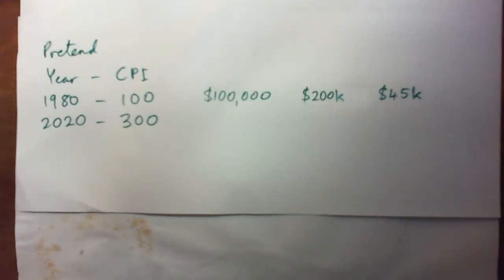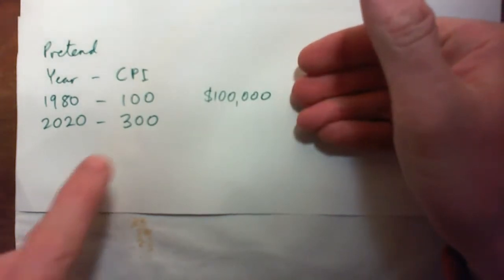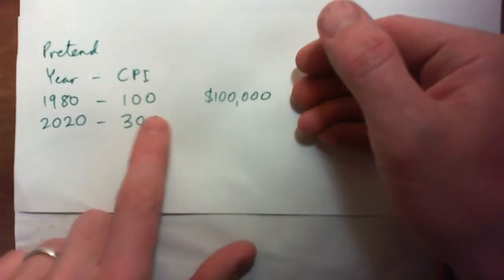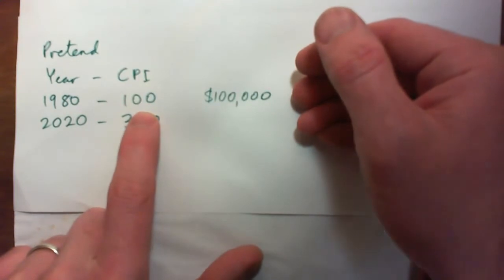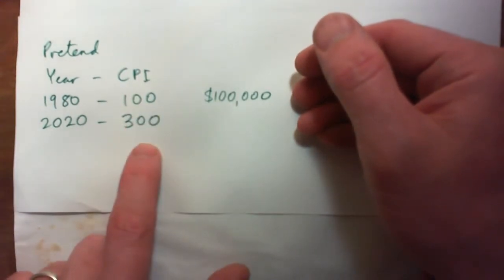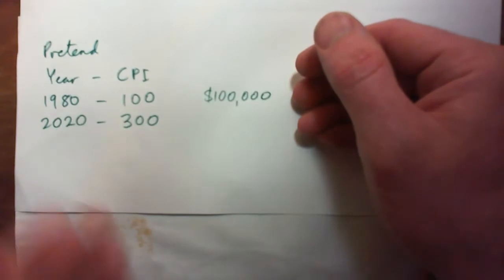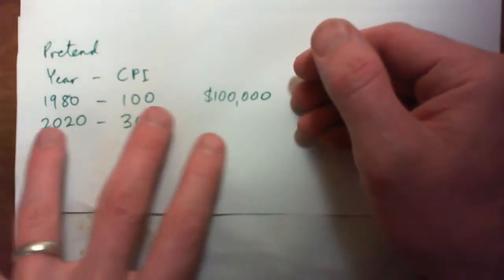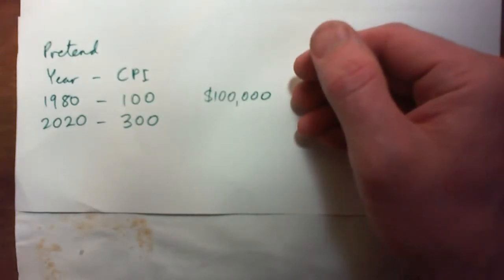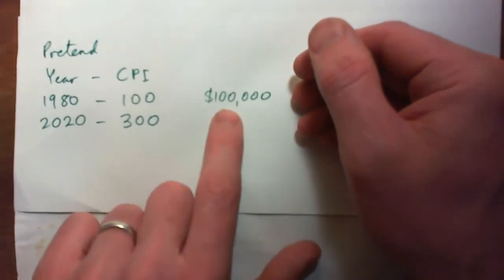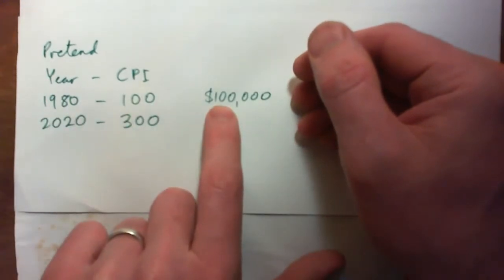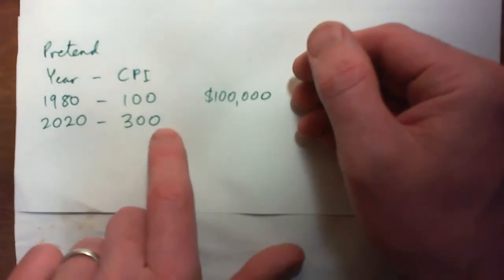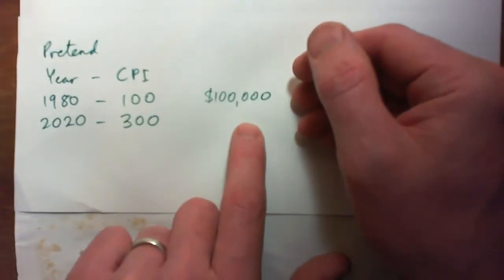Okay, so let me ask you this. That means your typical basket of groceries, let's say, cost $100 in 1980, but by 2020 you needed $300 to buy that basket of groceries, right? So if house prices kept up at the same rate, and a house in 1980 cost $100,000, what should it cost by 2020? What do you think? Take a guess.